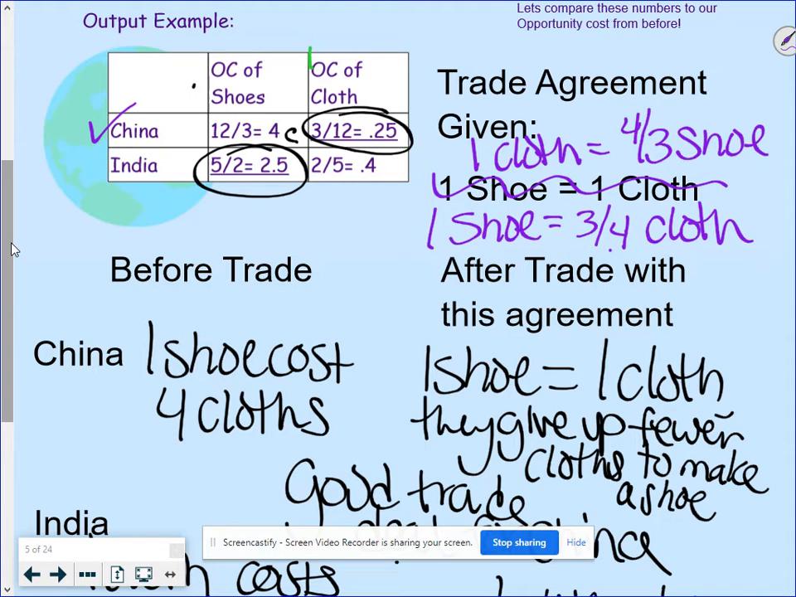India, let's see. They have to pay for cloth. They don't have to pay for shoes. That's what they're making. So one cloth by themselves costs them 0.4 or 2/5 of a shoe. Now one cloth costs them 4/3 of a shoe. That's more than one. That's less than one. So they're still going to say no to this trade deal.